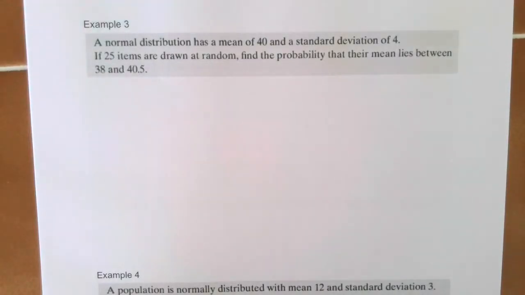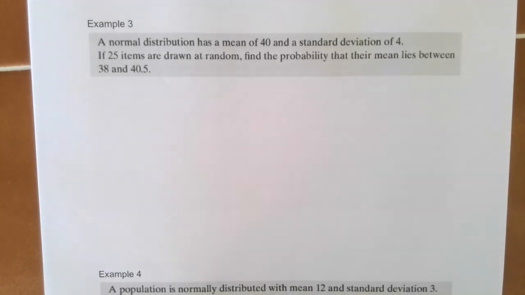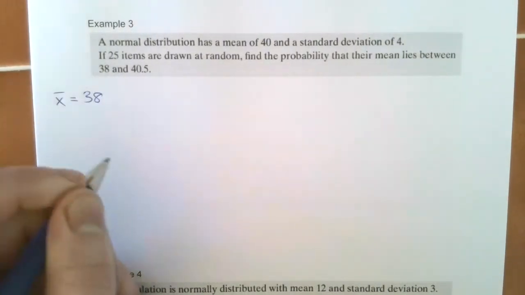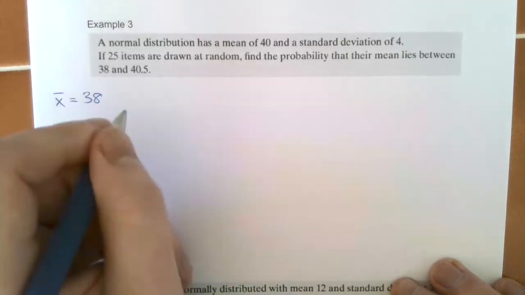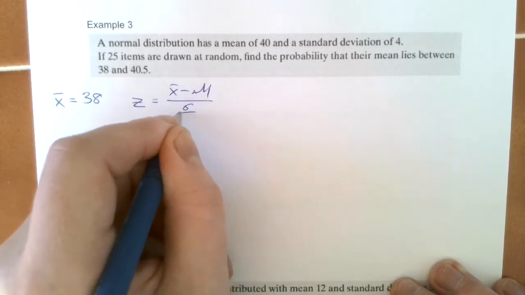In this example, a normal distribution has a mean of 40 and a standard deviation of 4. If 25 items are drawn at random, find the probability that their mean lies between 38 and 40.5. So we have our formula. We're going to first of all use the value that x is equal to 38. We're going to fill our values into the formula, so z is equal to x minus the mean, all over the standard deviation divided by the square root of n.